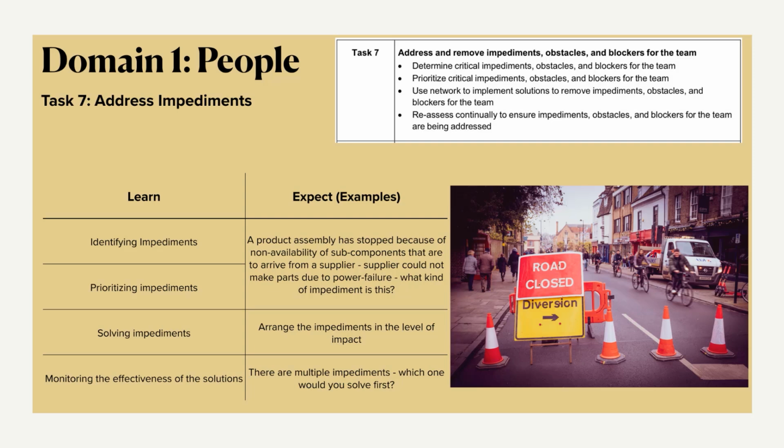So let's see what PMI says here. In this task, we have to determine critical impediments, obstacles, and blockers for the team.